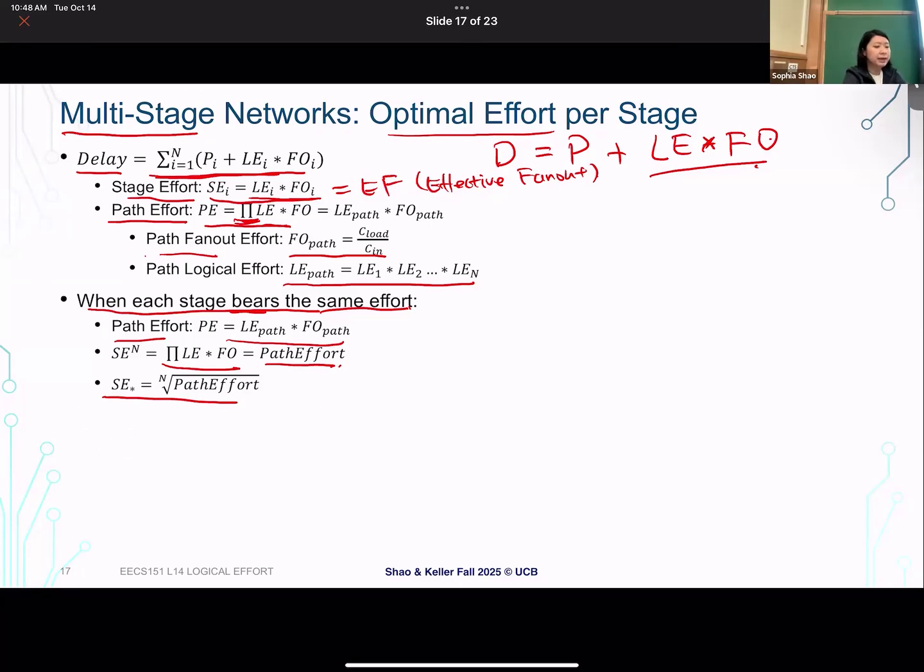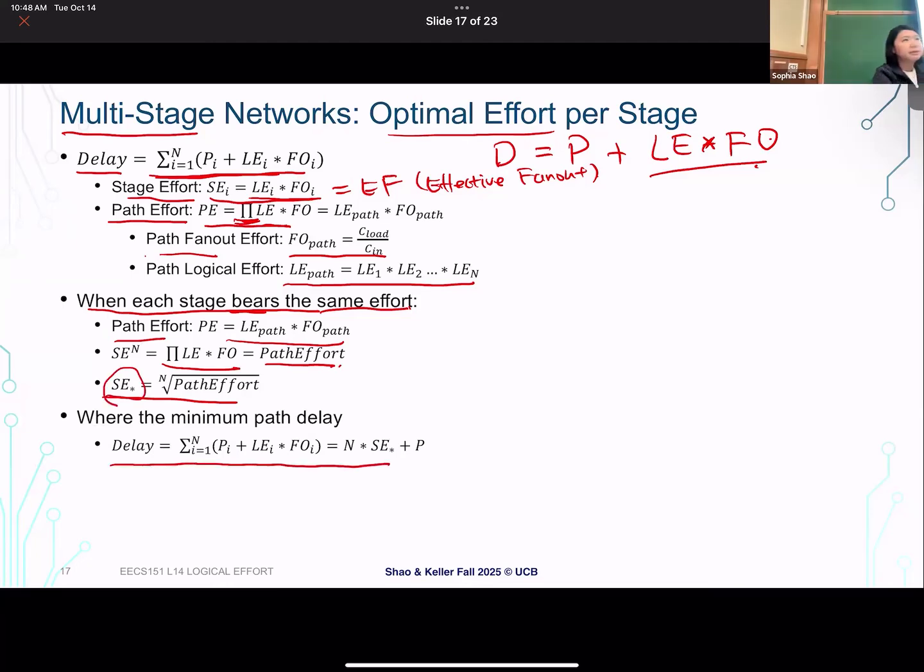Once we have this, we can do very similar things. We figure out what my stage effort is, and we know this is the delay I'm getting, right? When every stage has the same effort delay, it's basically n times the number of stages, and then we have the parasitic term, the sum of all the parasitic delay. And that will be the overall delay.